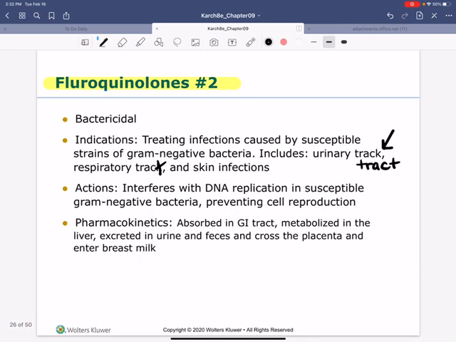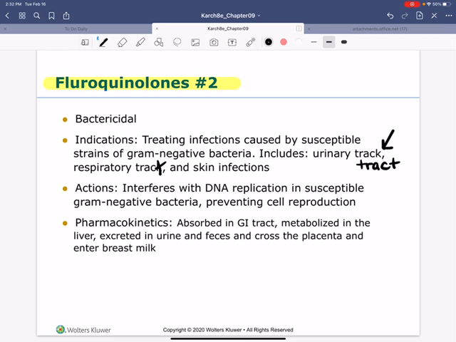Again, it's been kind of overprescribed, so there are some resistance issues. I did notice in the slide set that whoever made the slides did not spell correctly, so I changed it. It's urinary tract. It's tract, not track.